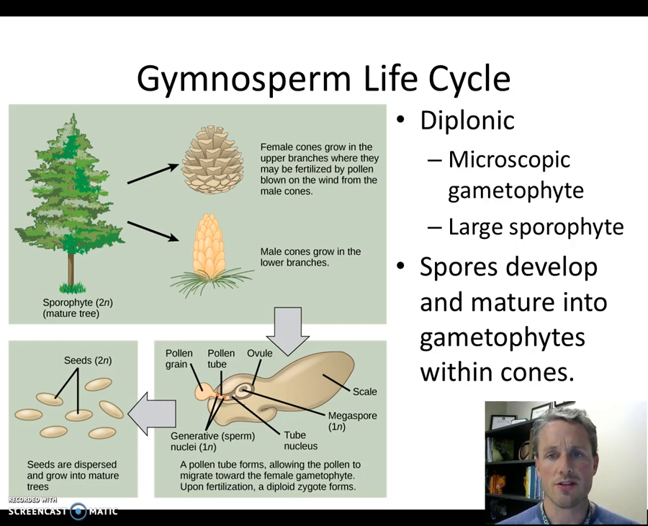The spores for gymnosperms, they actually develop and mature inside cones. So the spores are made inside cones and they develop and mature into the gametophytes inside these cones. So cones are where the gametophytes can be found. And again, they're very small.